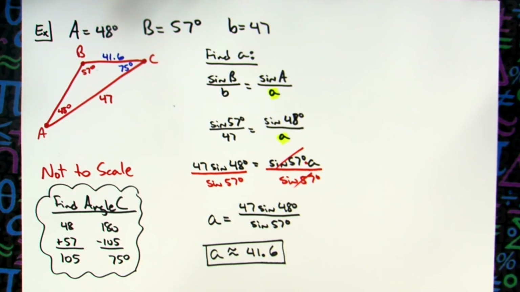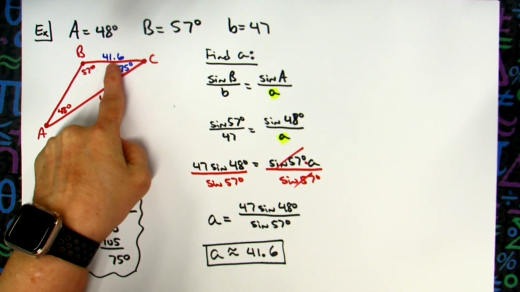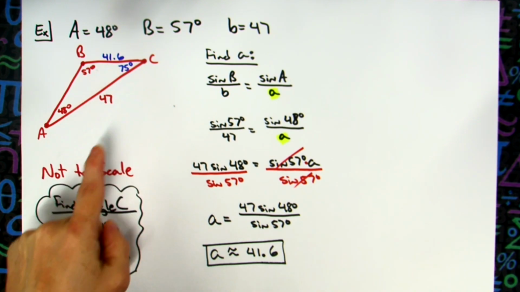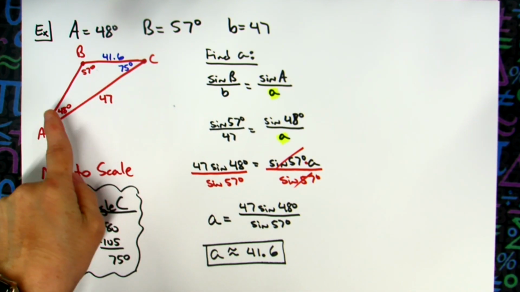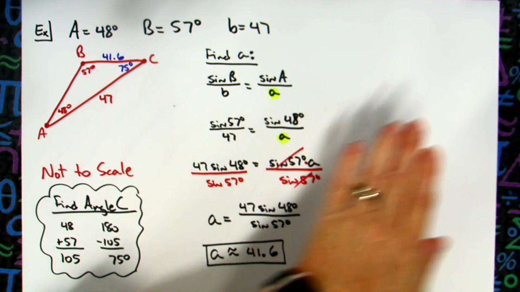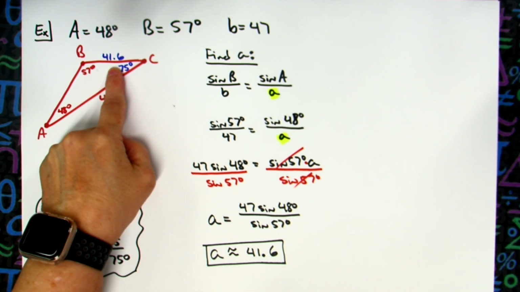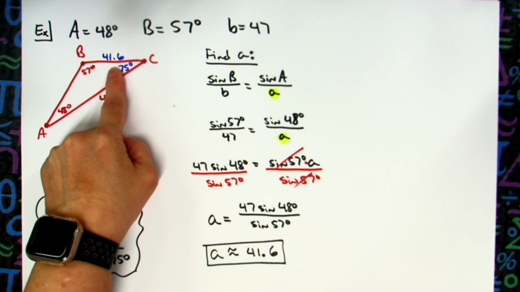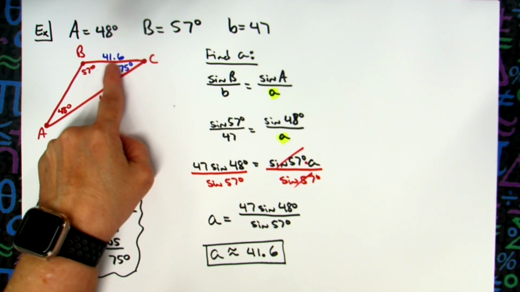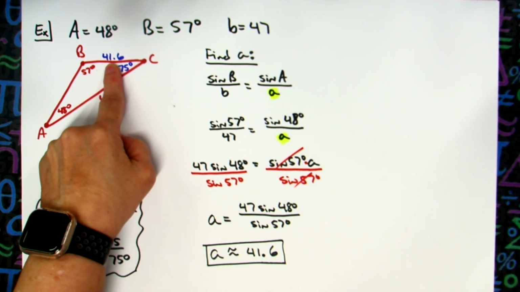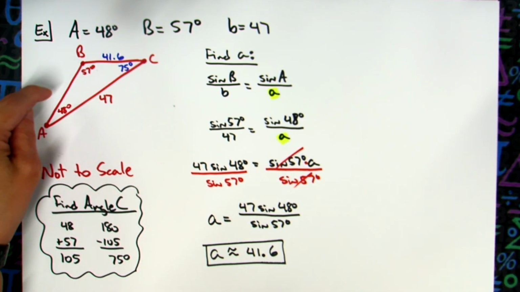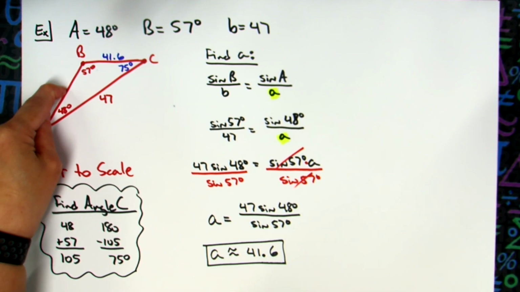And then we're going to write another proportion. We're going to find side C. Now, that 41.6 is a rounded value. So I do not want to use sine of A over little a when I write the next proportion, because this is a rounded value. And if you round in the middle of the problem, it's going to throw it off. If I use 41.6 as opposed to that great big long number that was in the calculator, side C is going to be way off. I don't want it to be way off.